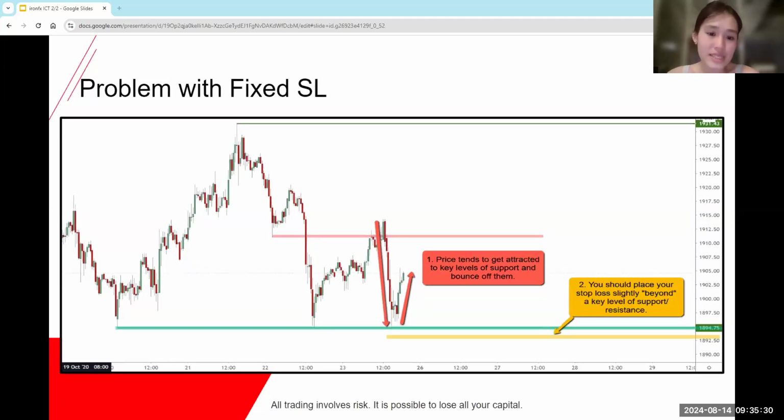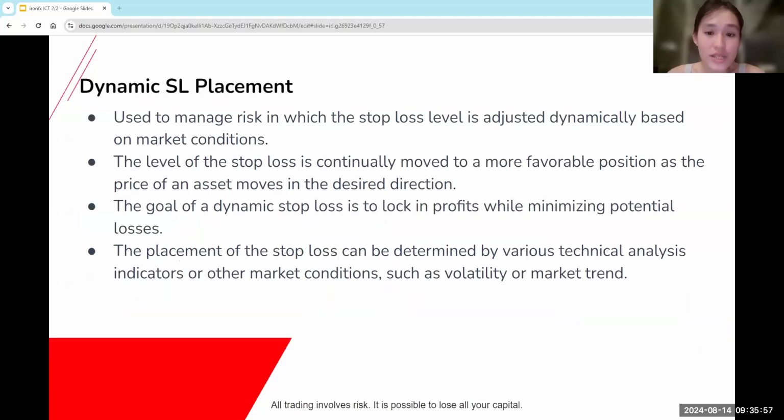What we should have done instead was to place our stop loss slightly beyond the key level of support or resistance, so that we don't get stopped out, and so that we're giving price more room to bounce off of that level and hit towards our take profit. So what should we do instead? That's why it's important to have a dynamic stop loss and take profit placement.